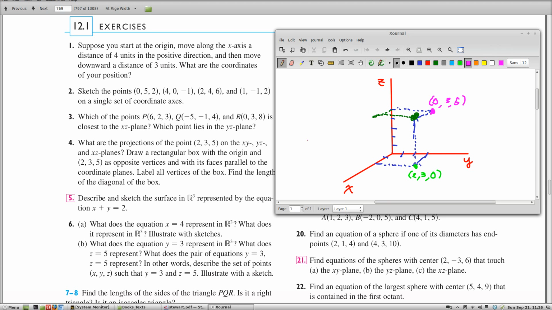And the projection on the xz plane, the xz plane is like the left side of the room here. You forget about the y coordinate and it becomes 2, 0, 5. Okay, so those are the projections.